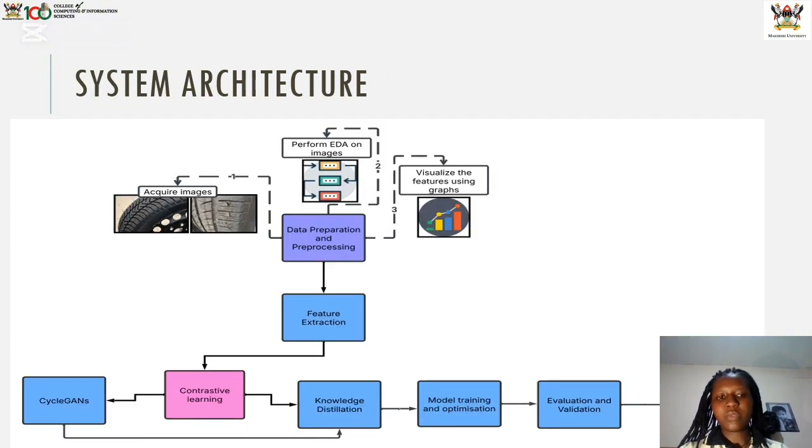So what was our system architecture? While training, we looked at data preparation and preprocessing, and then from there we extracted the features. From extracting the features, we looked at the actual learning process, which included using synthetic image generation, contrastive learning, and knowledge distillation. After this training, we looked at optimization of the models that we had, then evaluation and validation, and lastly, we deployed the latest model.